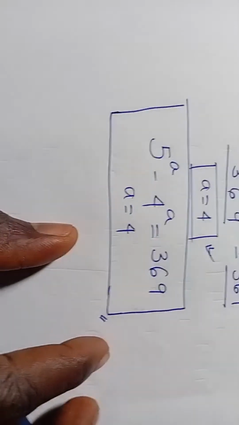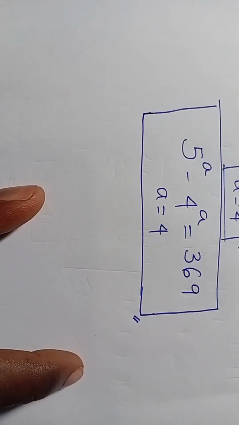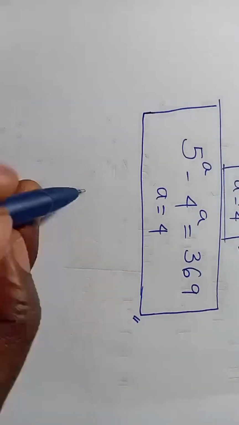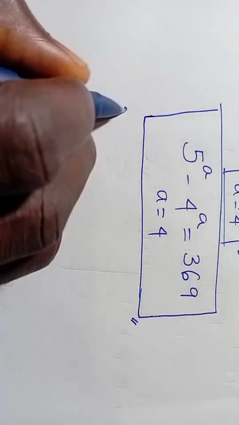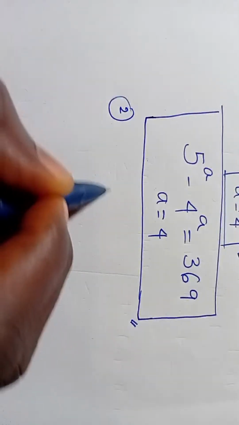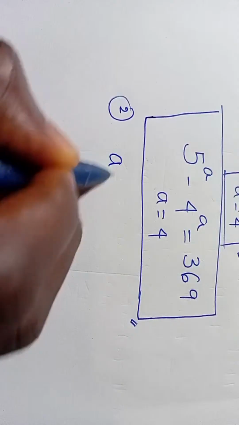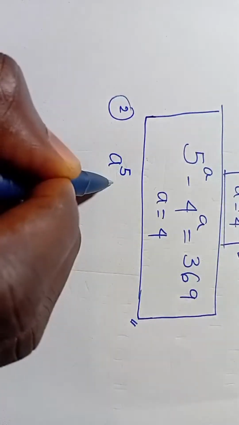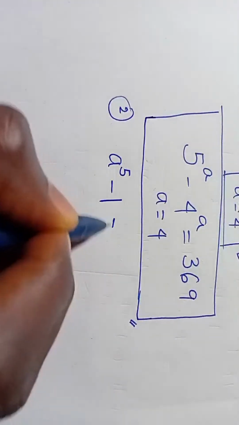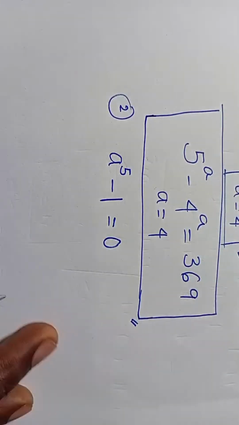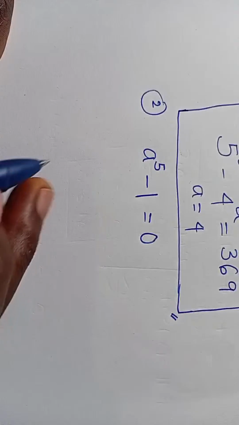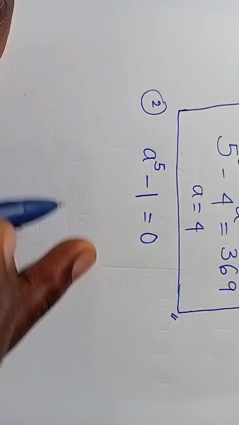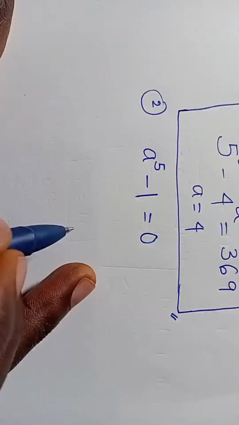Now, let's see the second problem that we're going to look into. We have another problem, problem 2. We are given A to the power of 5 minus 1 to be equal to 0. Now, we are given this as the second problem.